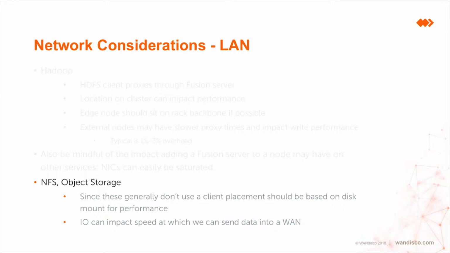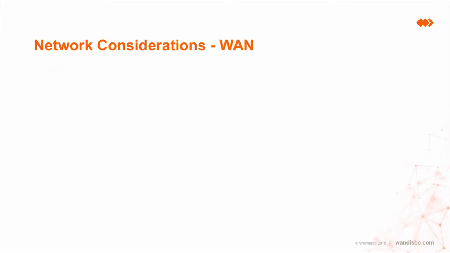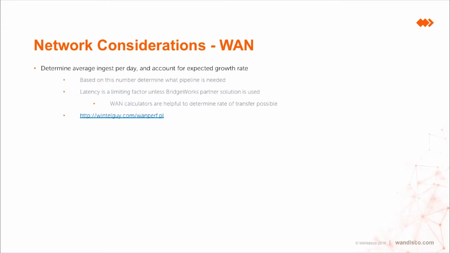The clients are usually just API calls and uploads, so it's not quite the same as HDFS for object storage and NFS. Network considerations for the WAN. Determine average ingest per day and account for expected growth. Based on this number, determine what pipeline is actually needed. Latency is a limiting factor unless using some type of compression technology like Bridgeworks. WAN calculators are helpful to determine the rate of transfer possible.